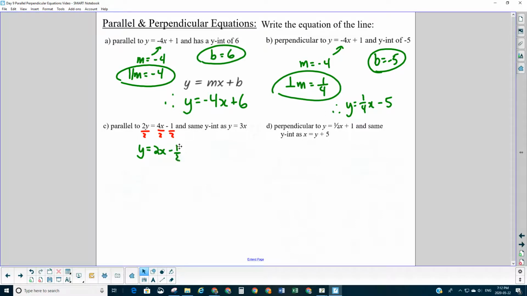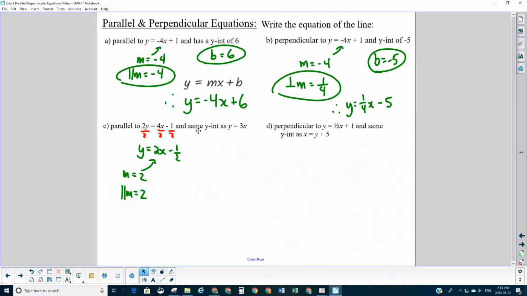Now, this y-intercept isn't great, but guess what? We really don't care about the y-intercept of this line. All we care about is its slope, because ours is going to be parallel to it. So the slope of this guy is 2. And ours is parallel, so a parallel slope will also be 2. And we've got our slope. The y-intercept is not part of the clue.